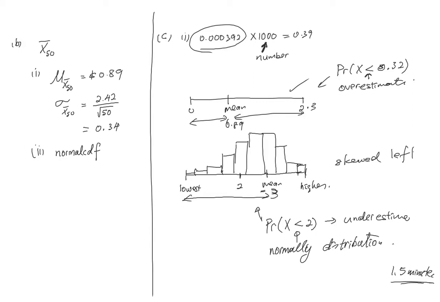You see, can I move to part D? Okay, when you go to part D, we find the probability. You say probability of the sample mean less than 0. There is a chance. But if you look at the histogram, is there any? No, that's why this is overestimate already.